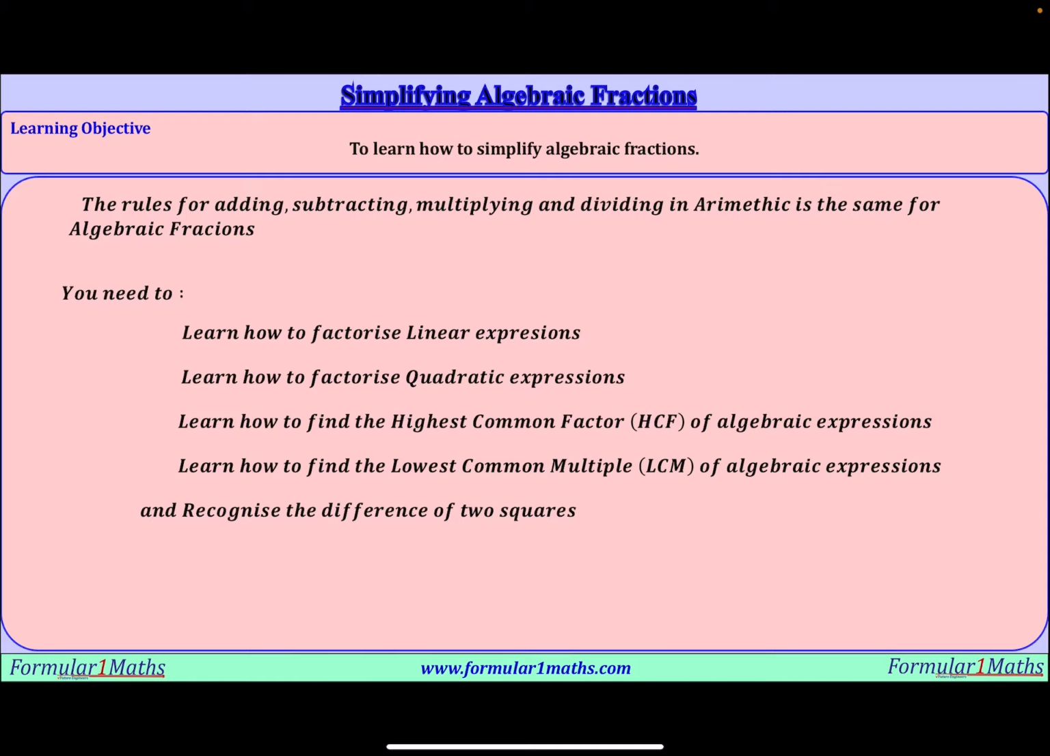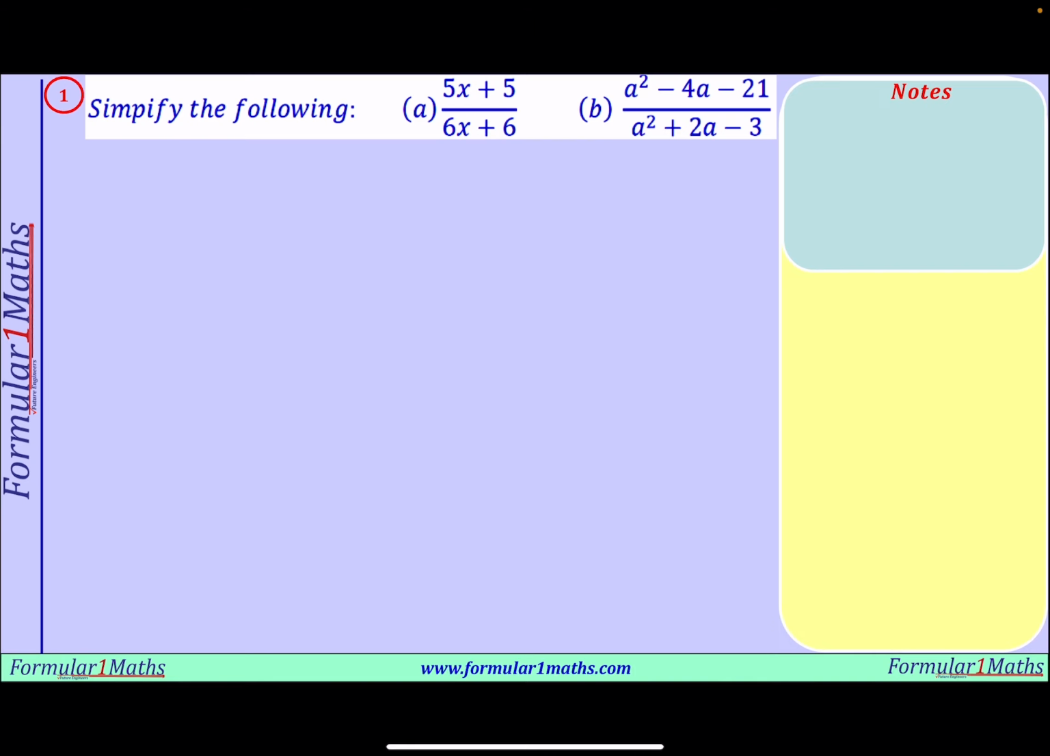We've got a few questions to demonstrate how to use this knowledge to simplify algebraic fractions. So let's go and see how. Question 1. Simplify the following. A. 5x plus 5 over 6x plus 6. B. a squared minus 4a minus 21 over a squared plus 2a minus 3.